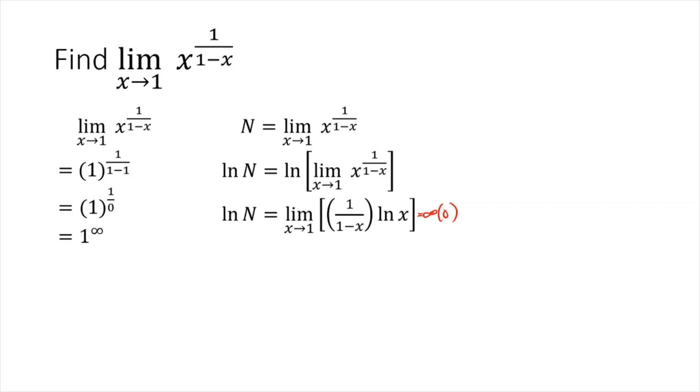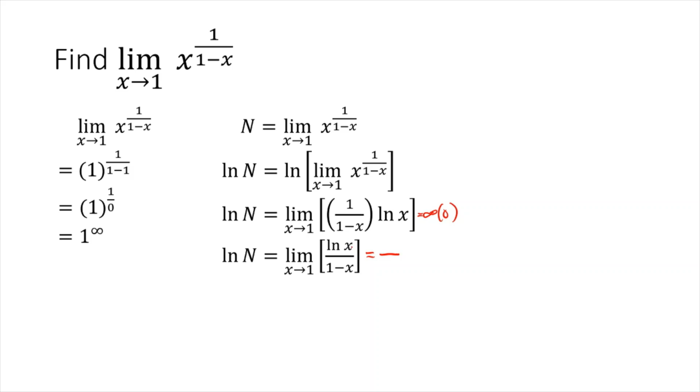If you can still recall from our previous discussion, if we have an indeterminate product, we have to manipulate it so that we can convert it to either 0 over 0 or infinity over infinity. For this problem, we can simply combine ln of x and this factor 1 over 1 minus x, so that we get this expression, ln of x divided by 1 minus x. And let's check if this will result in 0 over 0 or infinity over infinity, so that we can determine if we can use L'Hopital's rule.